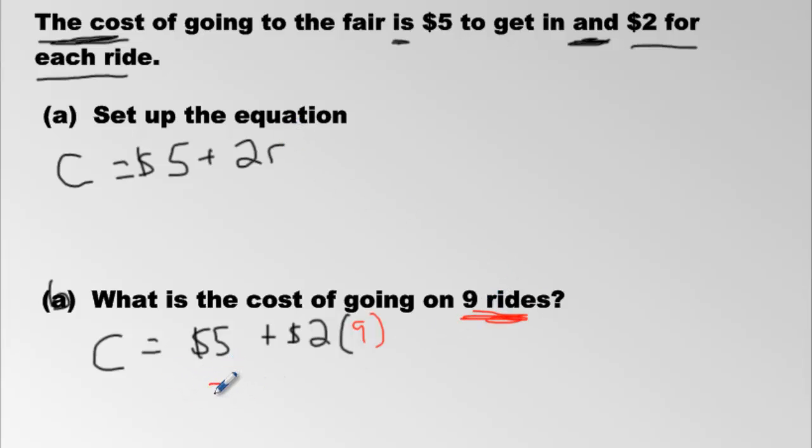Now we get $5 BEDMAS, right? Times first. So you're going to get $18. I should put a dollar sign here. We got 5 plus 18. The cost is, let's put C equals, the cost is going to be $23.